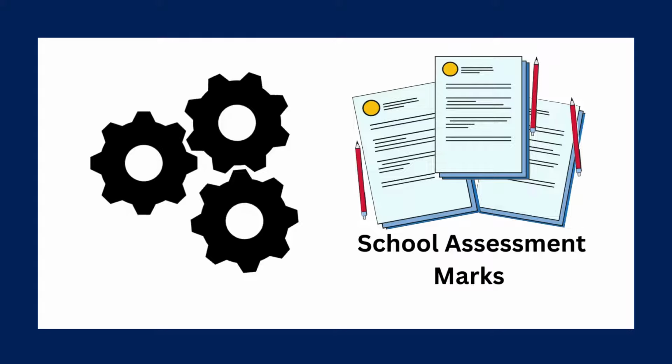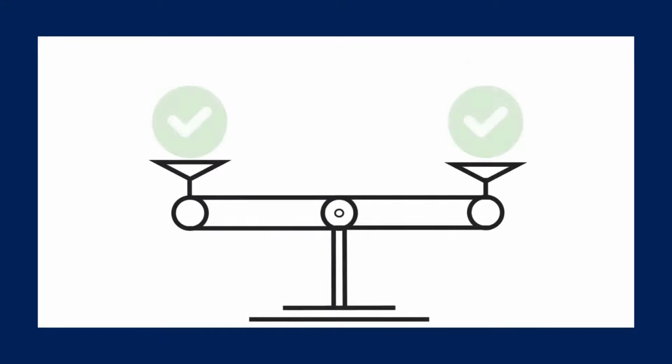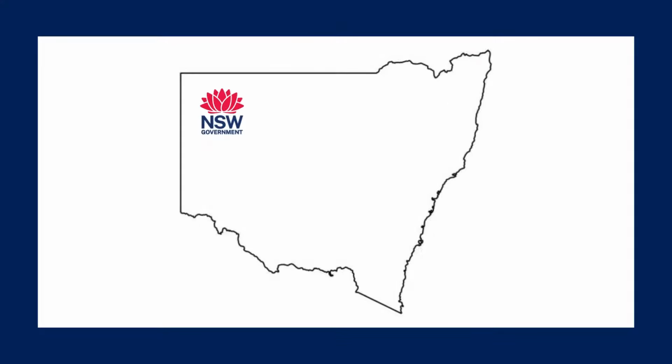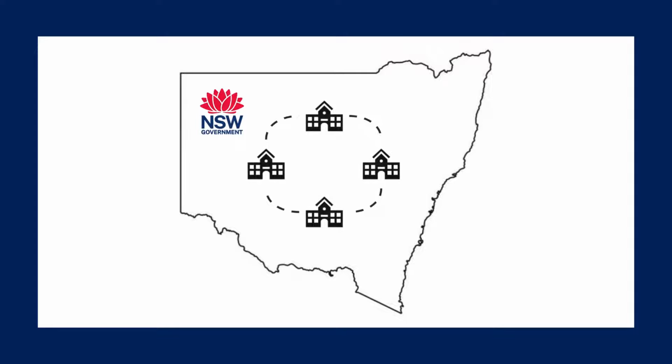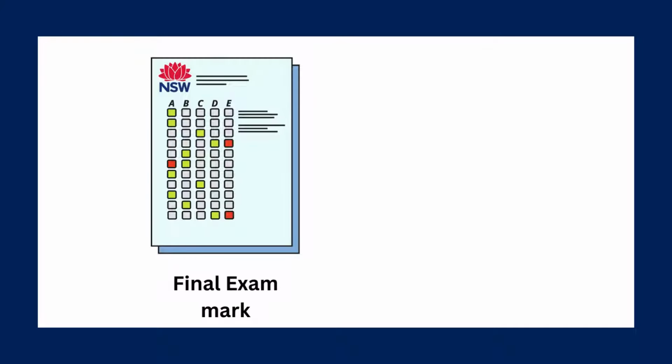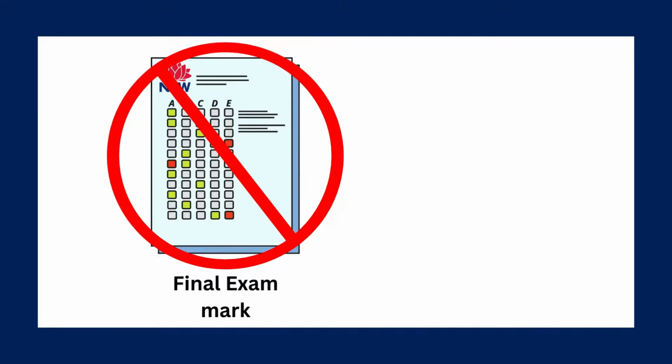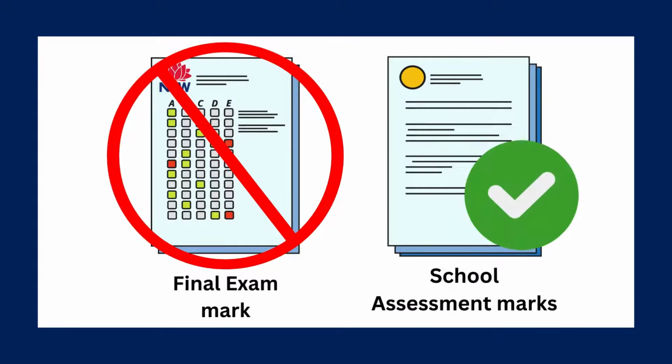Moderation is the word we use to describe the process of adjusting school assessment marks so they can be placed on the same scale and can be compared across schools. Your final exam mark doesn't change, but we do change school assessment marks to be fair to everyone.